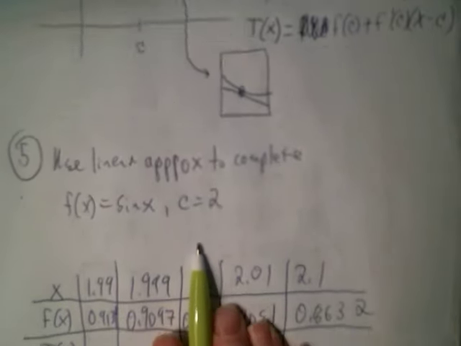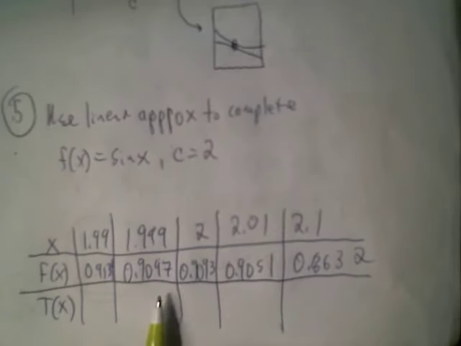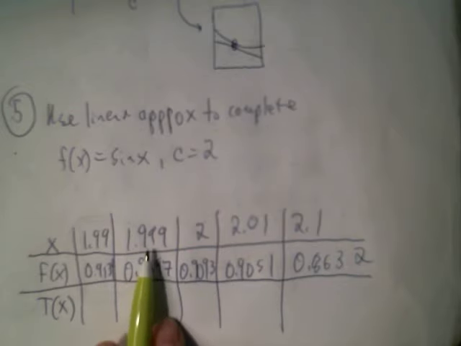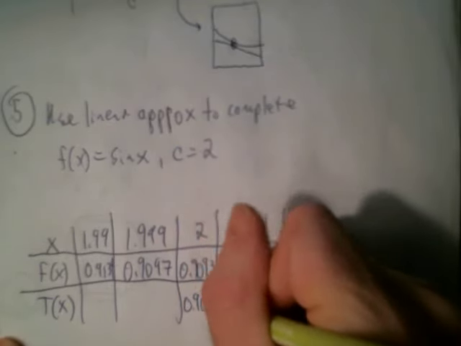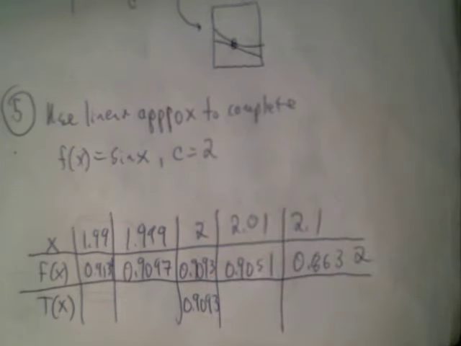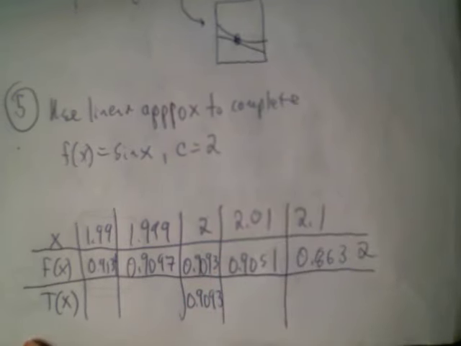Okay. We want to approximate these values with a tangent line approximation, based off of the point c equals 2. So you can do other tangent lines. If you want c to be 1.999, this value and this value would be the same. But for us, this value and this value should be the same. Okay, so 0.9093 should be the same.